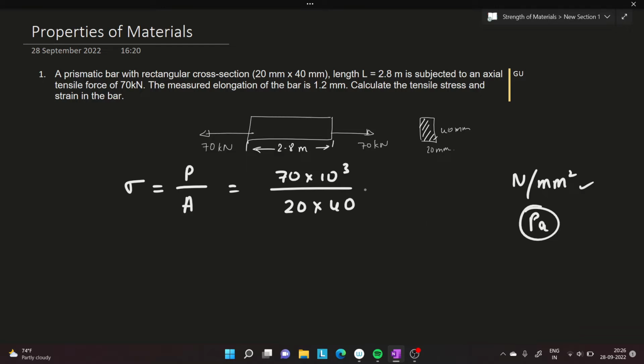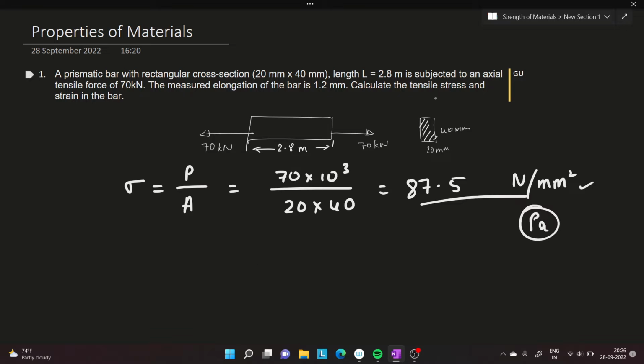70 into 10 to the power of 3, and in the denominator we have 800. So 70 divided by 800 into 1000, we are going to get somewhere around 87.5 Newton per millimeter square.